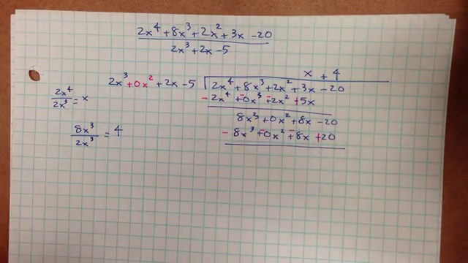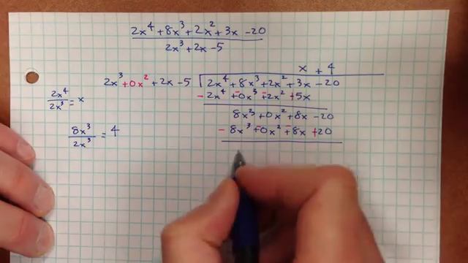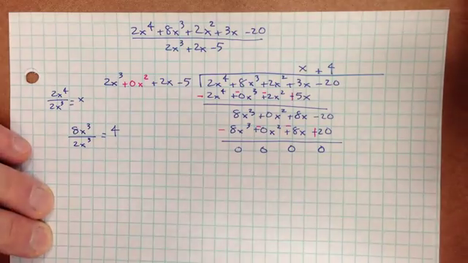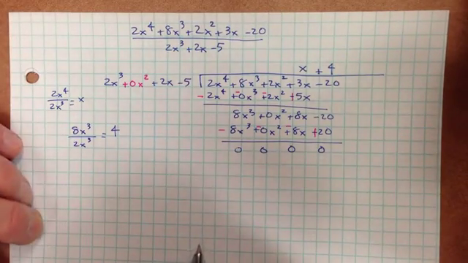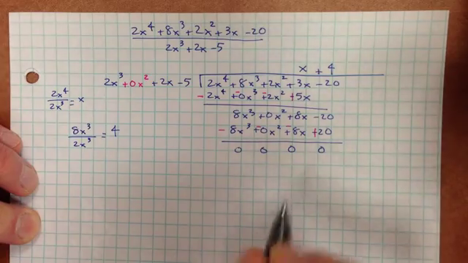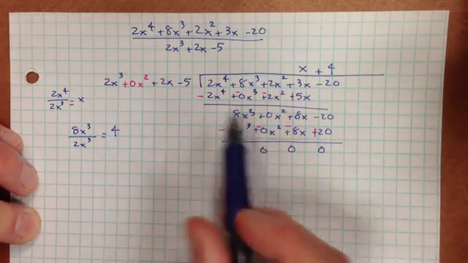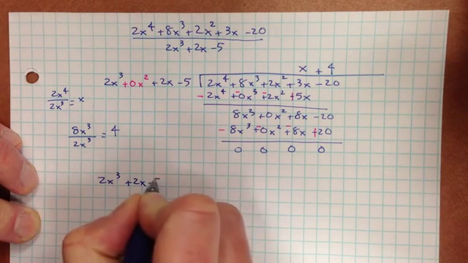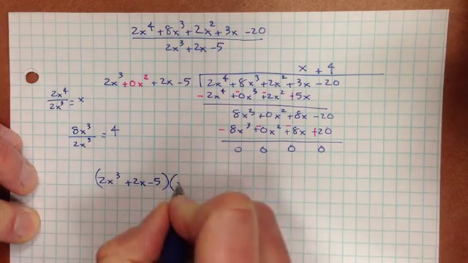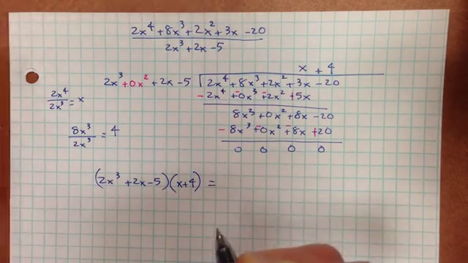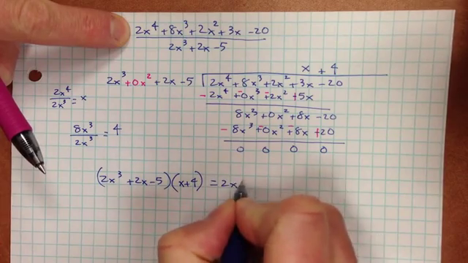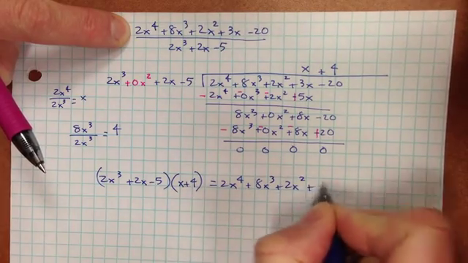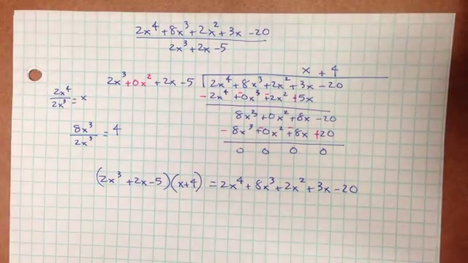Let's see what happens. Hopefully everything cancels, and we will have shown that it is a root, a factor, excuse me. Fantastic. Remainder of 0. It is a factor. So we could actually take this and rewrite this problem. 2x cubed plus 2x minus 5 times x plus 4 equals this: 2x to the 4th plus 8x cubed plus 2x squared plus 3x minus 20. Those are the same.